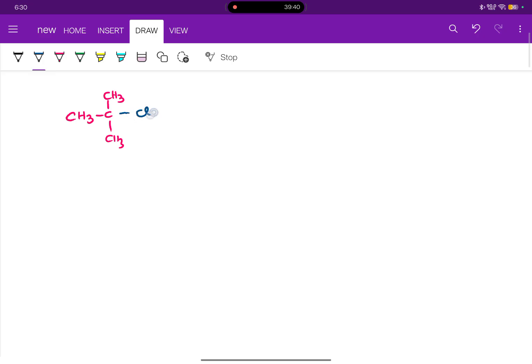Tertiary halide should be used, I say. Correct? Correct. Yes, sir. So what is the step 1? It is formation of carbocation.